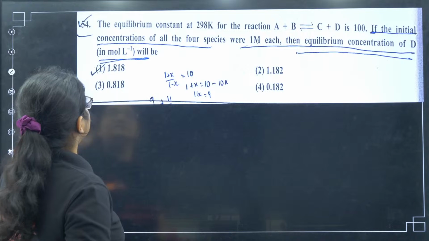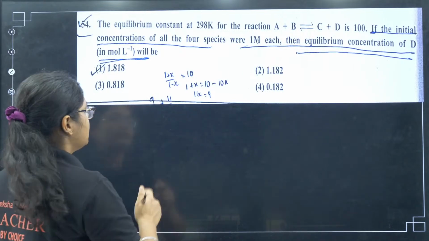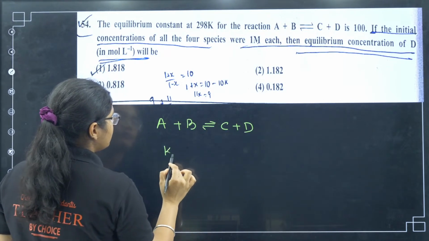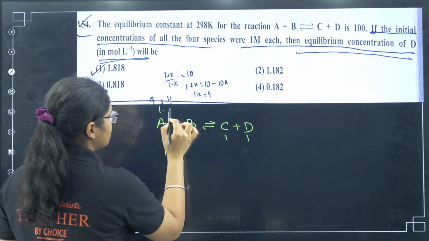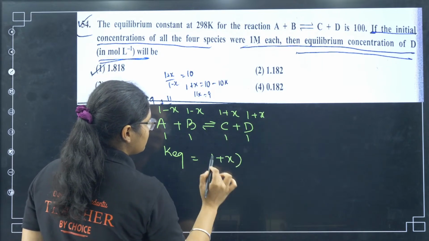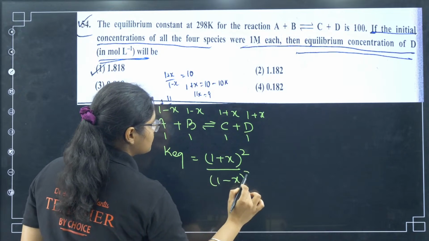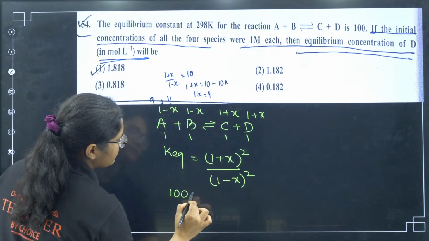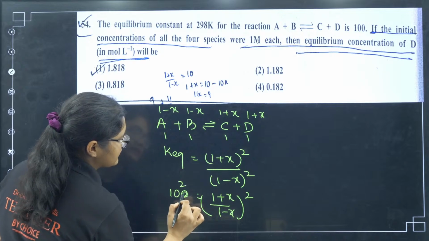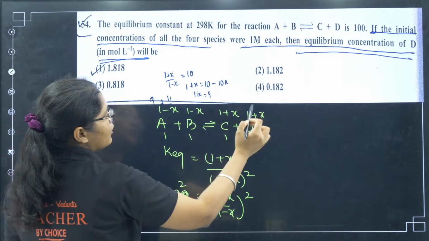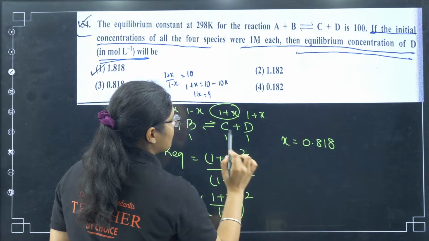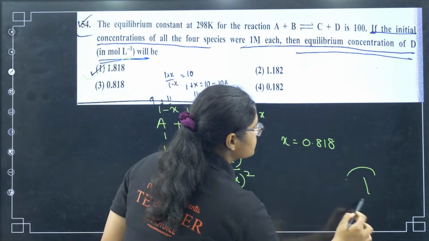Okay. Next, the equilibrium constant is given. So this was a question. It will be solved like this. A plus B gives C plus D. And K equilibrium will be equal to, if all are 1, 1, 1. So here it will become 1 minus x, 1 minus x, 1 plus x and 1 plus x, right? So K equilibrium will become equal to (1 plus x) square by (1 minus x) square. Now K equilibrium here is equal to 100. That is equal to (1 plus x) divided by (1 minus x) whole square, and this I can write as 10 square. And then if I solve it, the D value is asked, right? D value is 1 plus x, so x value will be 0.818. So concentration of D will be 1.818. That is option number 1 here.